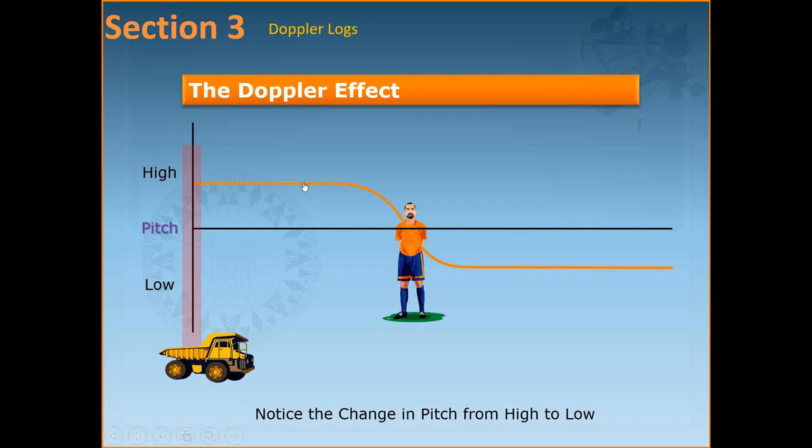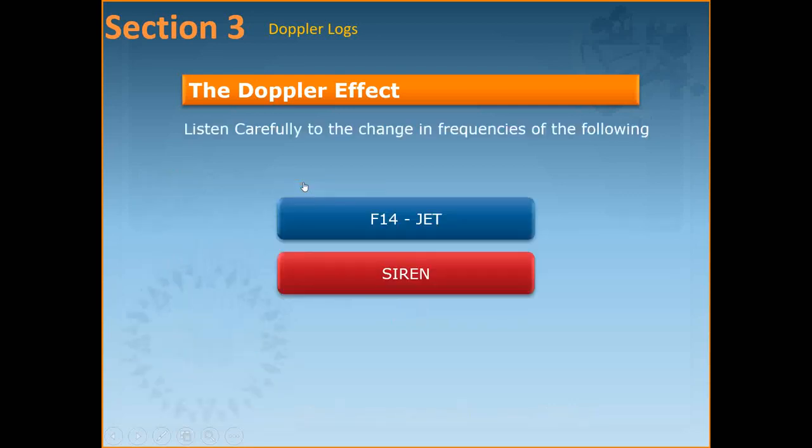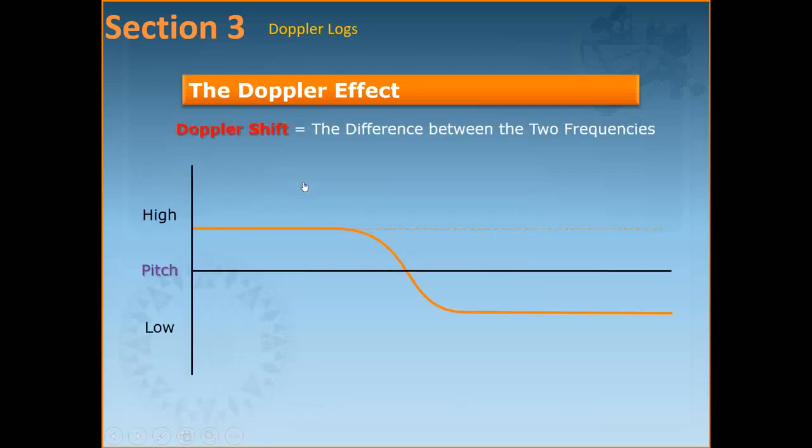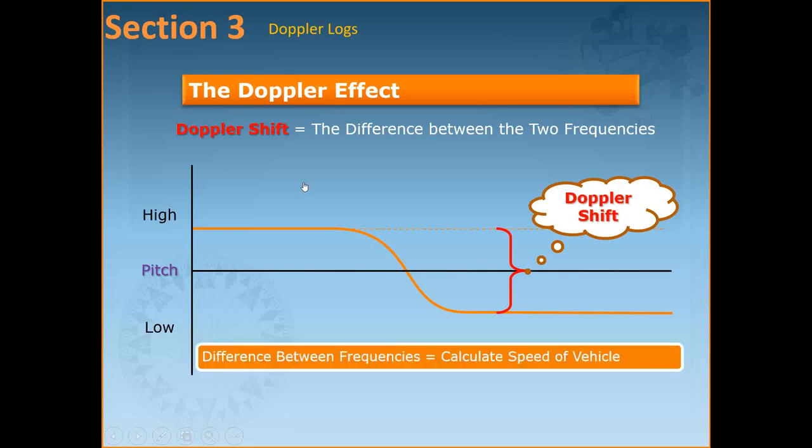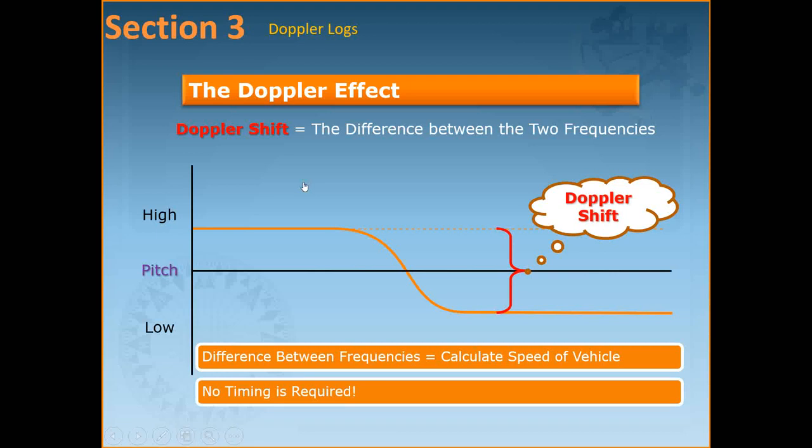Now the difference between the frequency heard or measured by the listener and the frequency transmitted by the source is an indication of the speed of the sound source. In other words, the frequency difference depends on the speed. This is the Doppler effect, and the difference between the frequencies is termed the Doppler shift. If the frequency difference can be accurately measured, then the speed of the vehicle can be found. And no timing is required, of course.